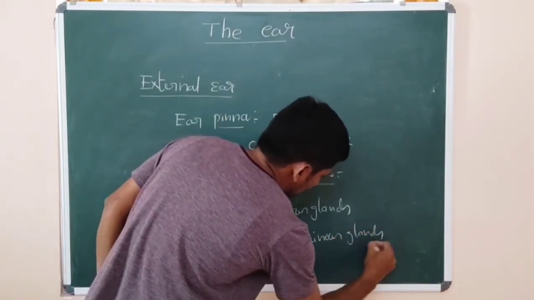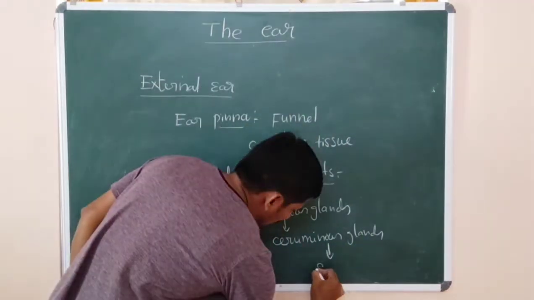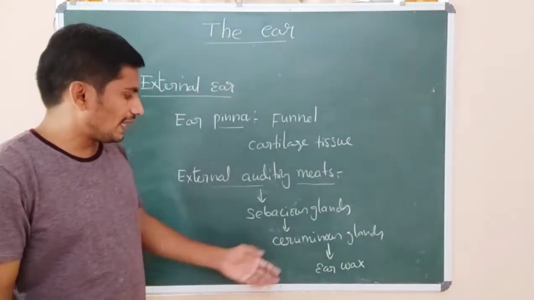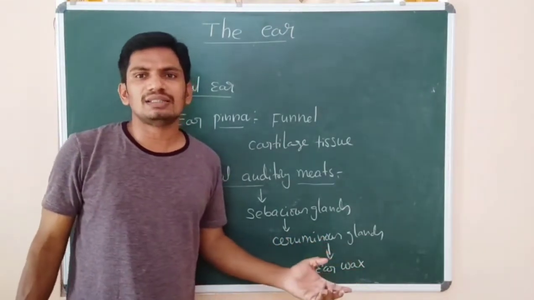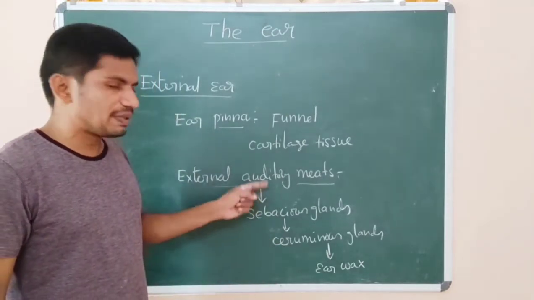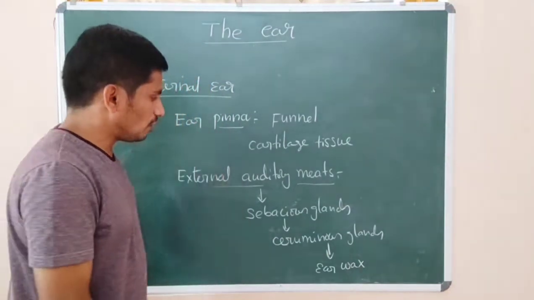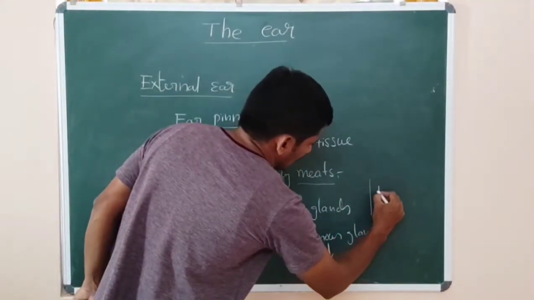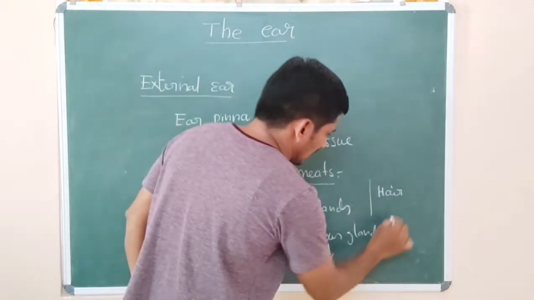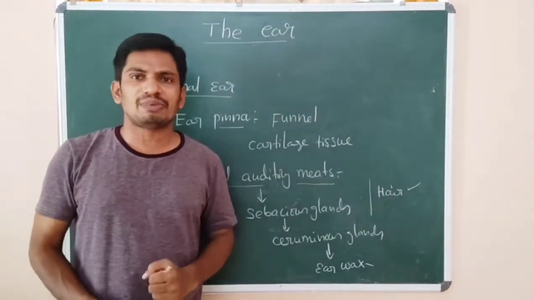Sebaceous glands secrete the cerumen, which is the ear wax. That's why they are also called wax glands. Cerumen is the wax, secreted from the modified or specialized sebaceous glands. Moreover, the skin is covered by small hair structures. Now, this wax and the hair prevent the entry of dust particles.